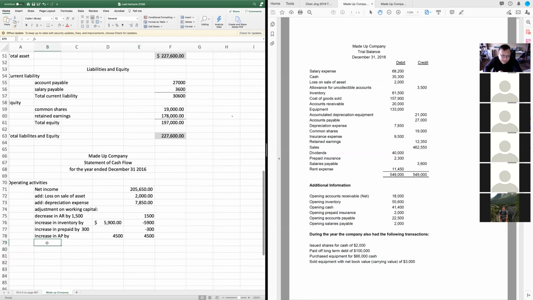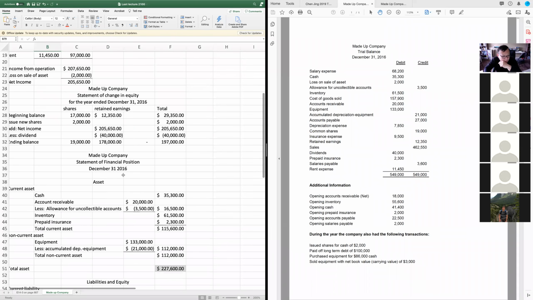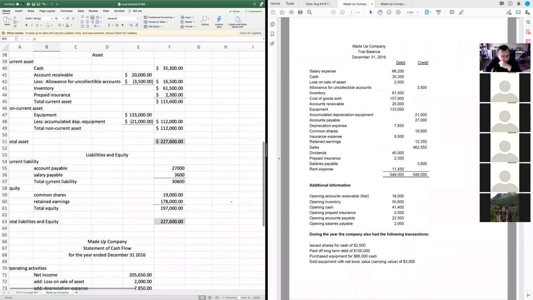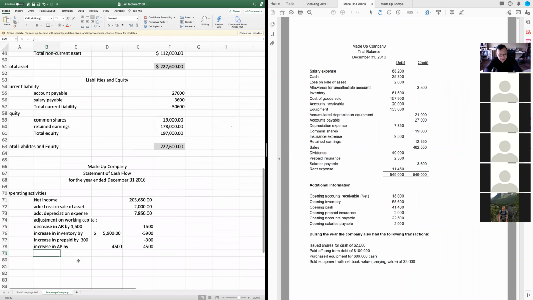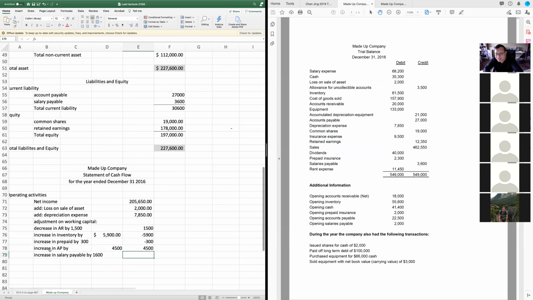Okay. So salary payable from 2,000 to 3,600. That's an increase of 1,600. So increase in salary payable by 1,600. Do you add or subtract? Increase in liability, do you add or subtract? Just like your increase in AP, right?